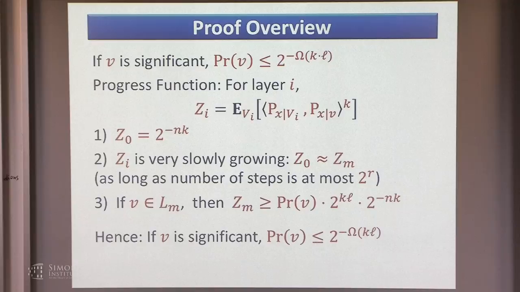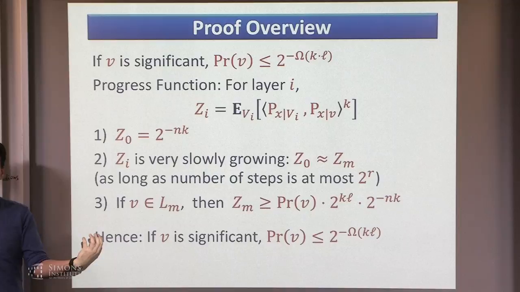So what we want to show is this thing. Basically, the proof will go along the lines of the proof for the affine branching programs. We will have some progress measure that will start small, grow slowly, and that in order to get to V, it should be big in the end. Okay, so this is the strategy.